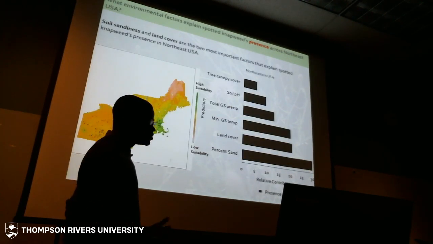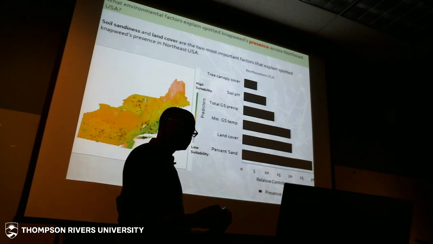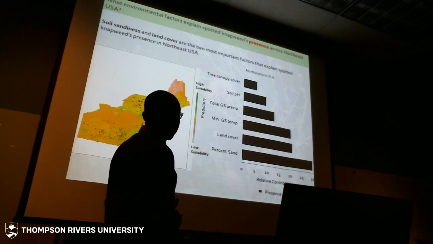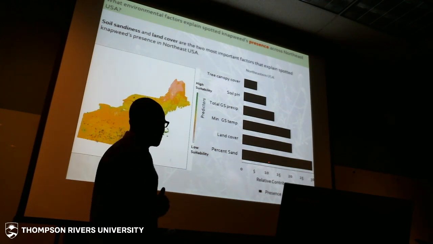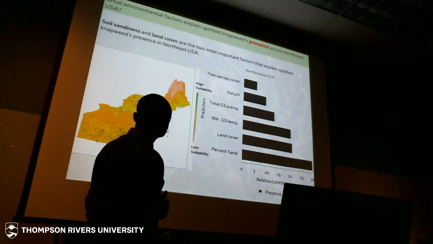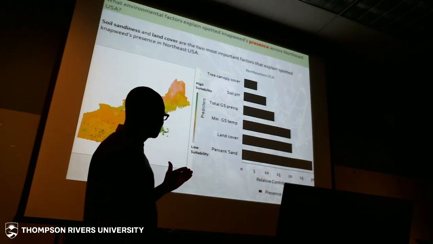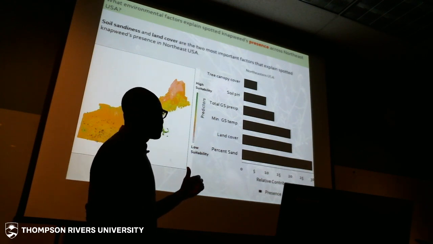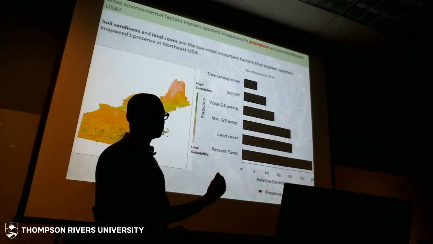And so some results now. Across the Northeastern USA, which again are presence-absence models, this is just occurrence data, I found that the most important variables that explain the presence of spotted knapweed are percent sand and land cover. So those are the two most important variables that explain the presence of spotted knapweed in the Northeastern USA. The amount of sand in the soil, and land cover again, which was my index of disturbance.